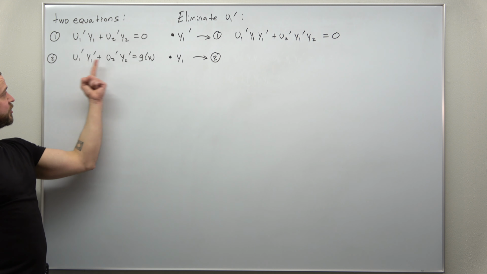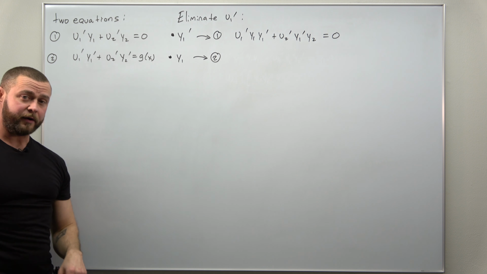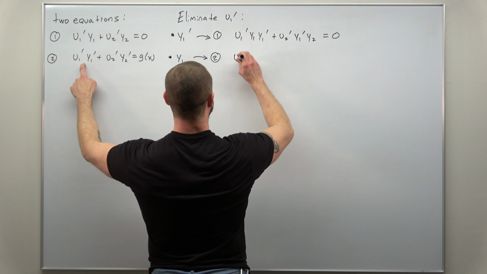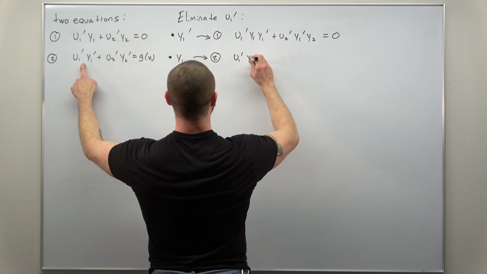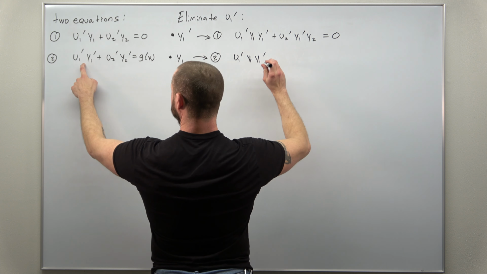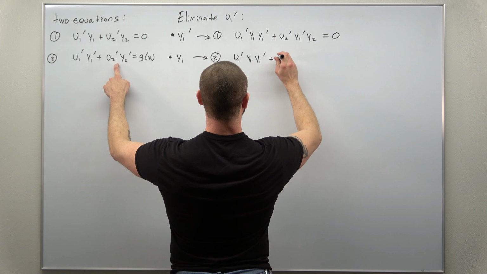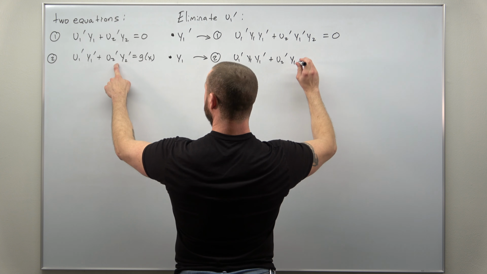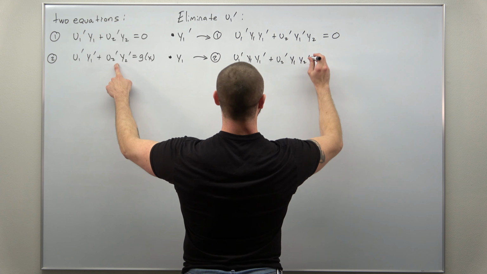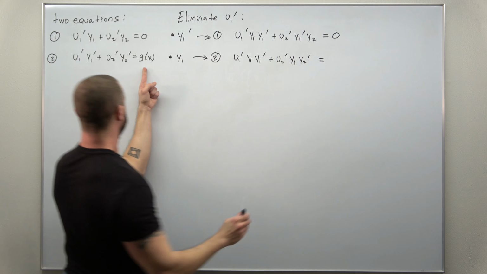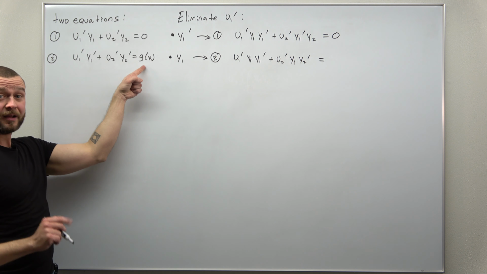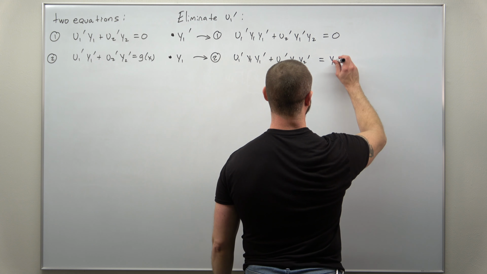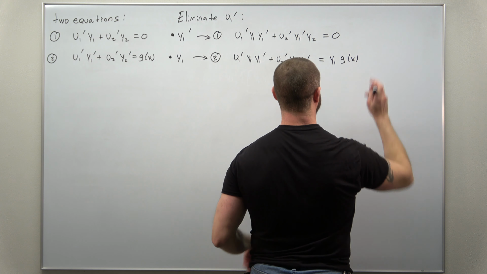All right, and our second equation, we're going to multiply that everywhere by y1. Again, take your time. So we get u1 prime times y1 times y1 prime plus u2 prime times y1 times y2 prime. Don't forget to multiply the right-hand side by y1 as well. And we'll be left with y1 times g of x.